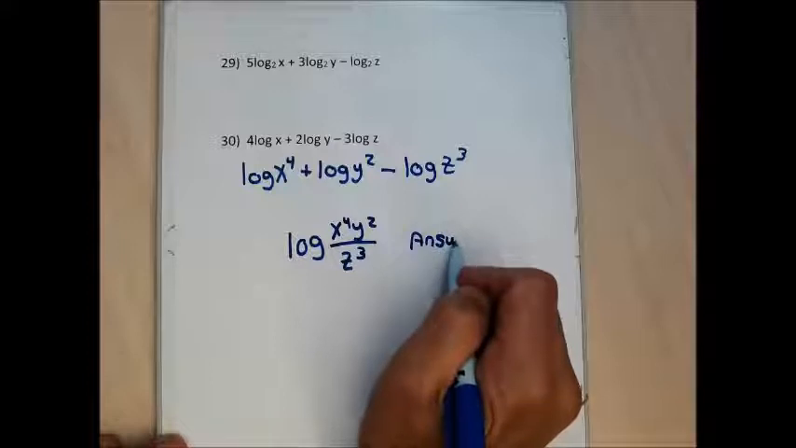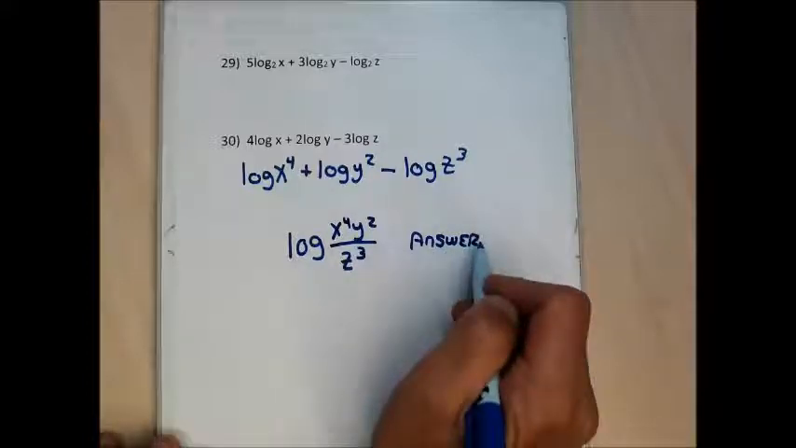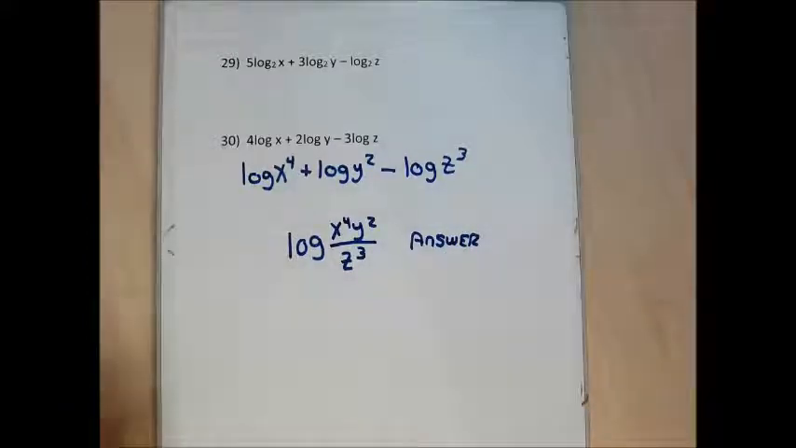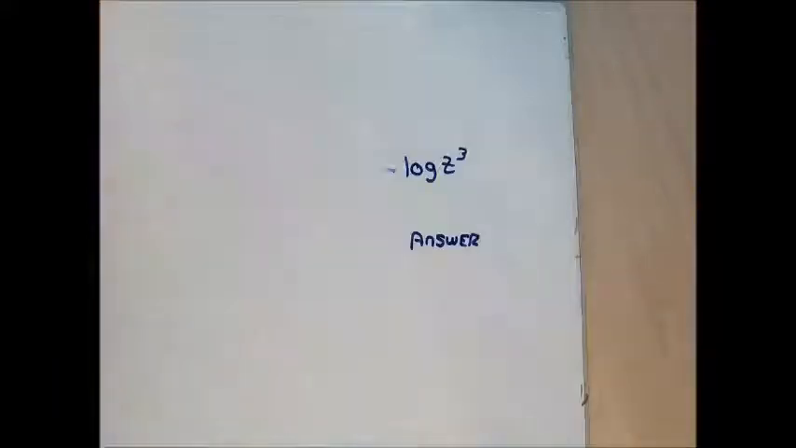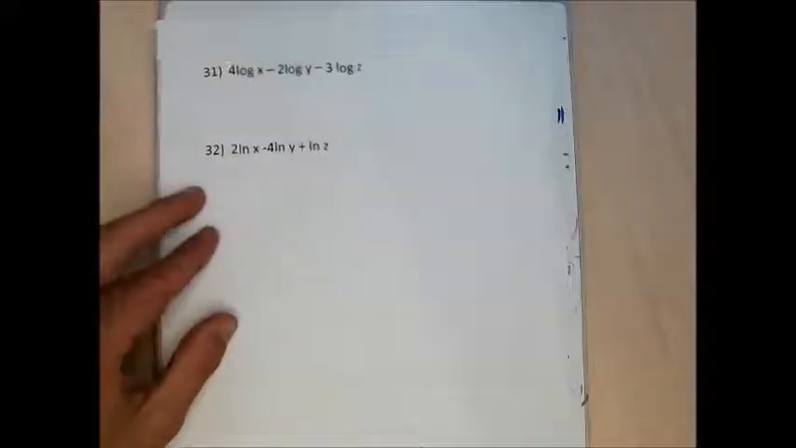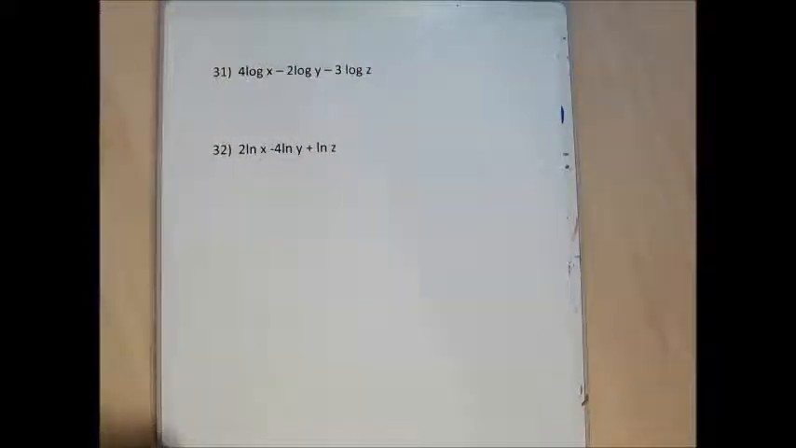So this is rewriting a problem that had 3 logarithms down to a single logarithm. Your work for 29 should be similar. For 31 and 32, our problems are similar. Mine is base e, or it's ln.